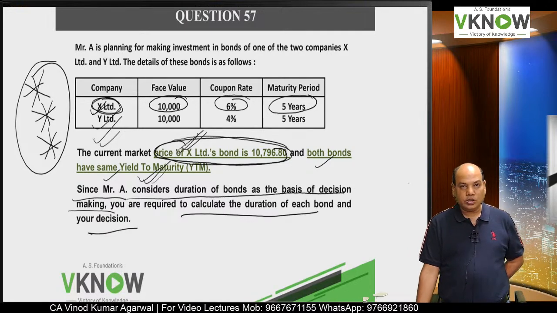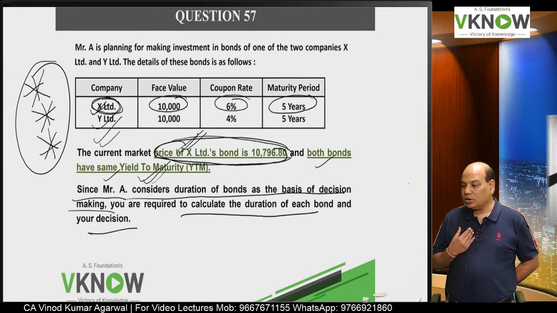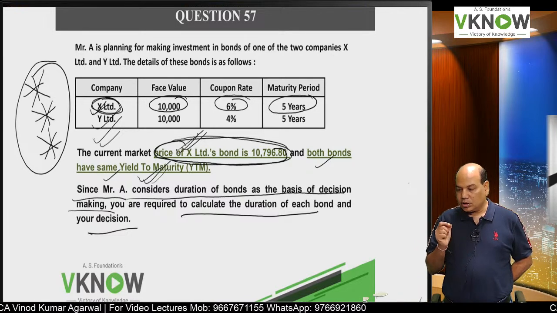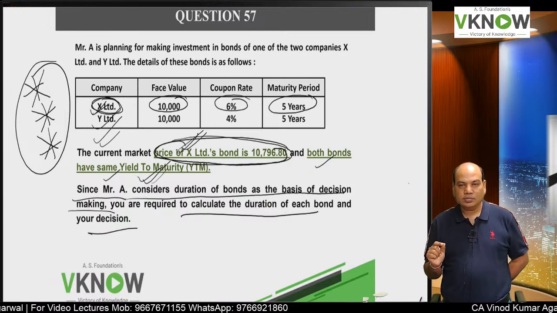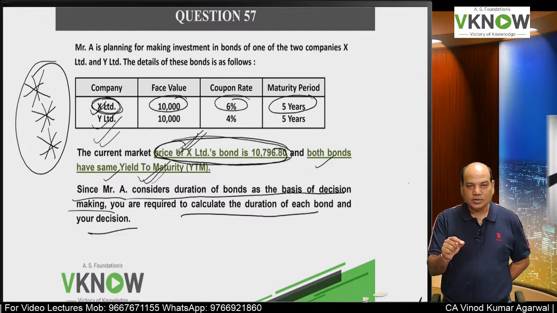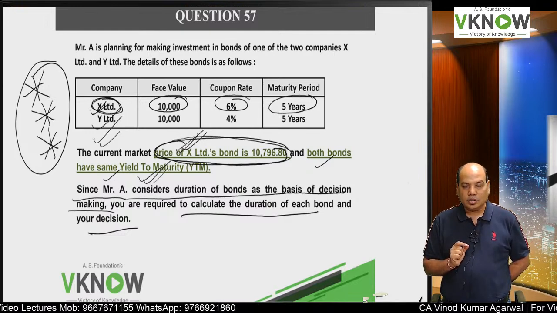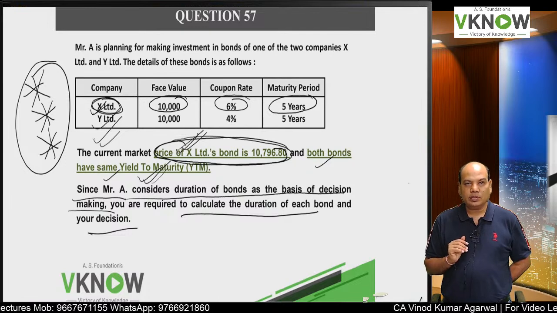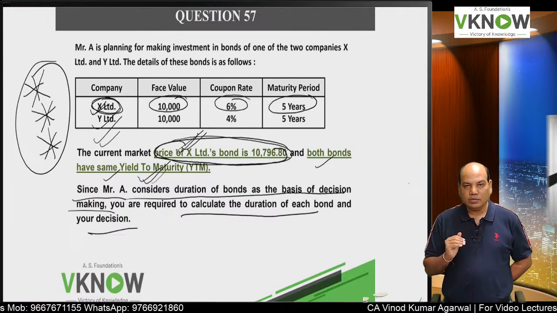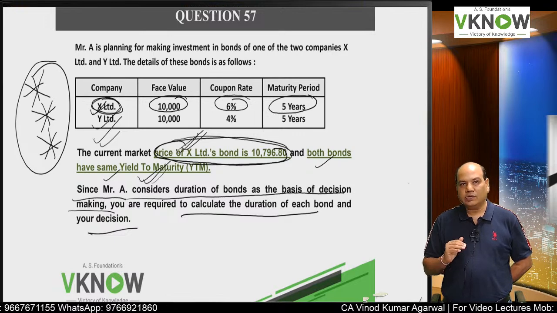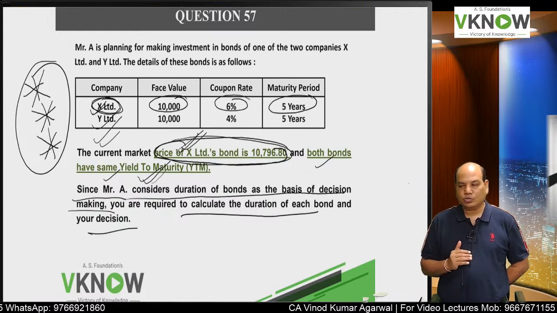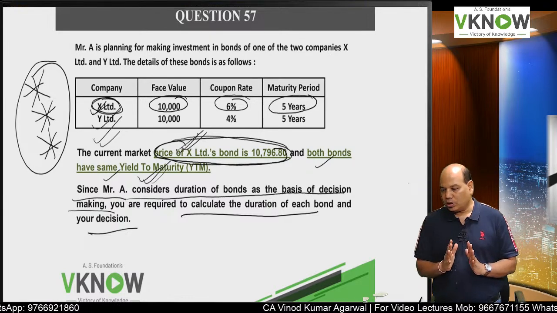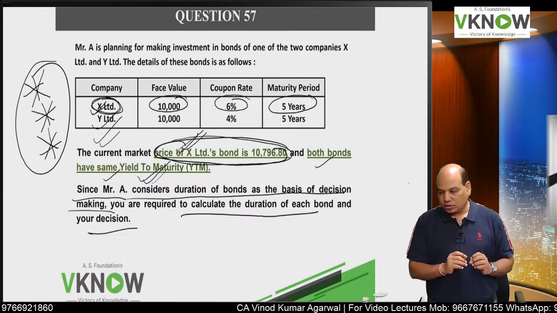Since Mr. A considers duration of the bond as a basis of decision making, because YTM is going to be the same, he wants to use duration for decision making. You are required to calculate duration of each bond and give your decision. So what will be my thought process in this question? First I need to find the YTM of X. Same YTM applies for Y. Then compute duration of X and duration of Y. And the one which has lower duration, that we will select, because lower duration means lower risk. If you are getting the same YTM, then we'll choose the option which has lower risk. So we'll choose the bond which has lower duration. Is it right?